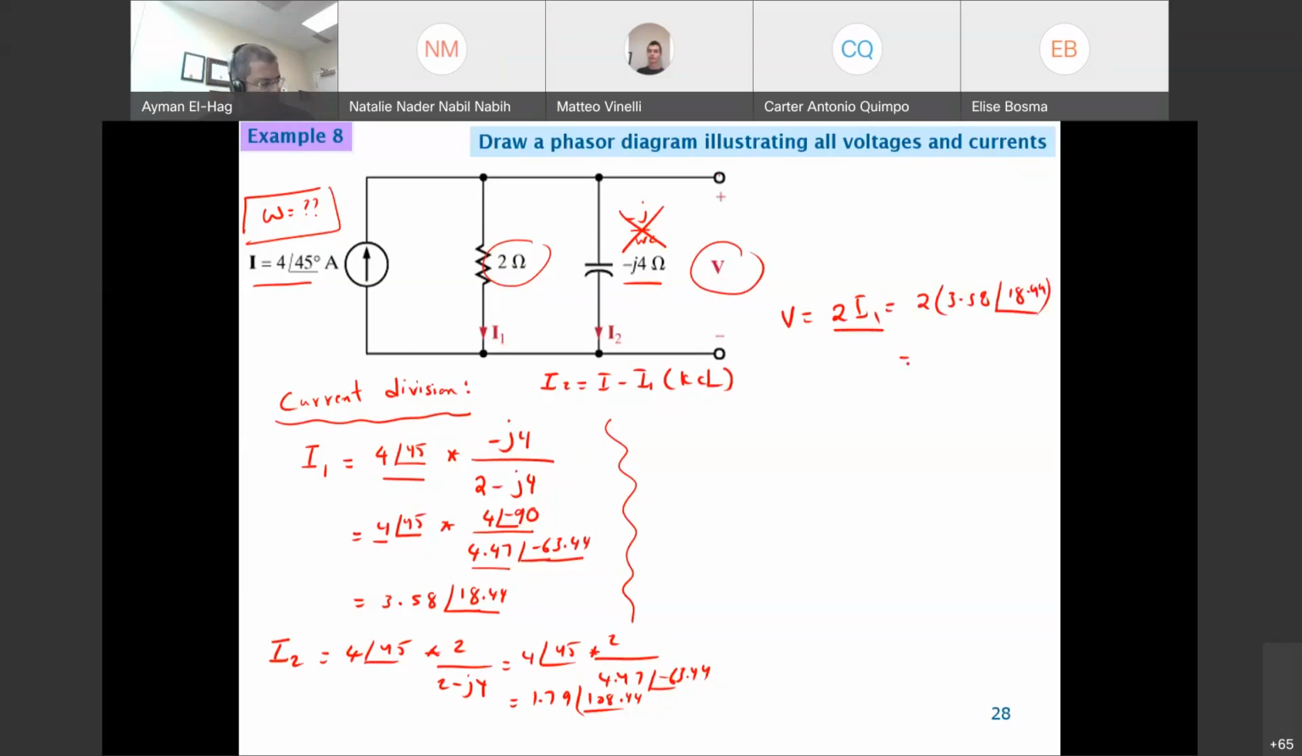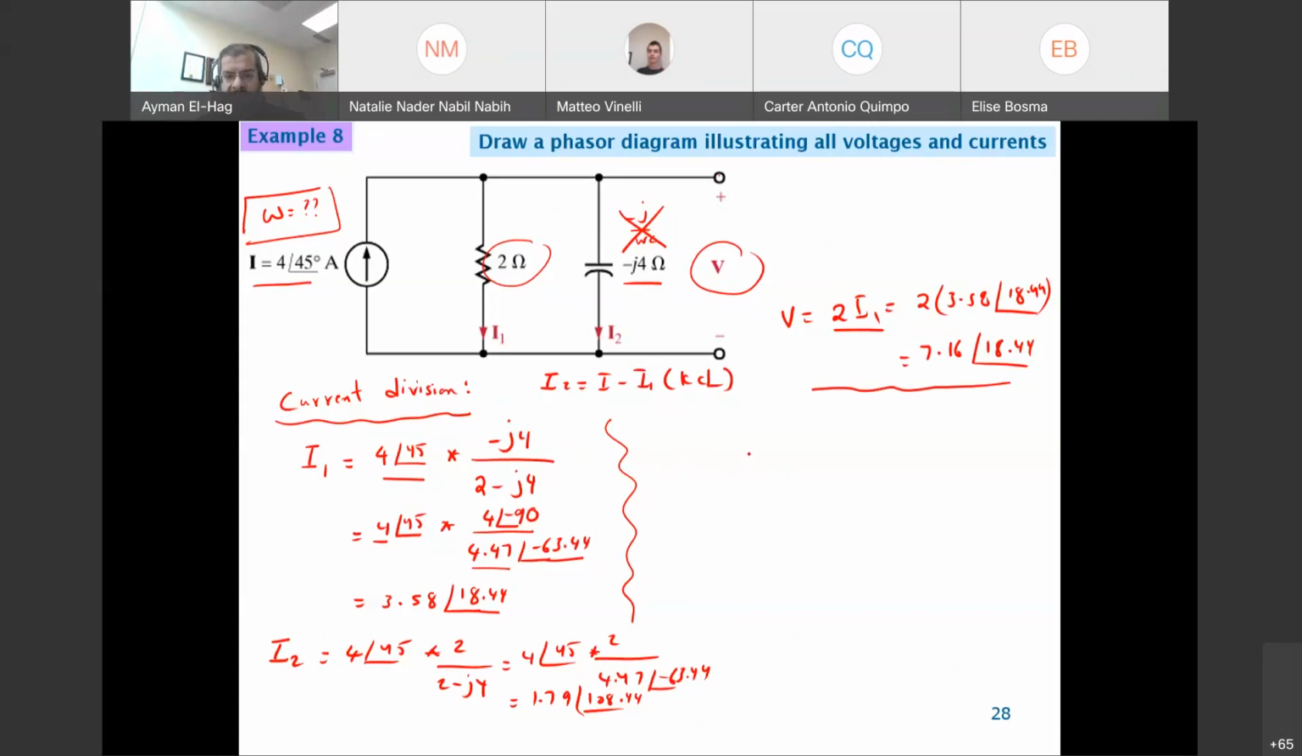18.44, and this is equal to 7.16, at the same angle, nothing will change in the angle. Okay, so we are done with this. Now we found V, we found I1, we found I2, and we found I. So everything we want to calculate has been calculated. Now we need to draw the phasor diagram.